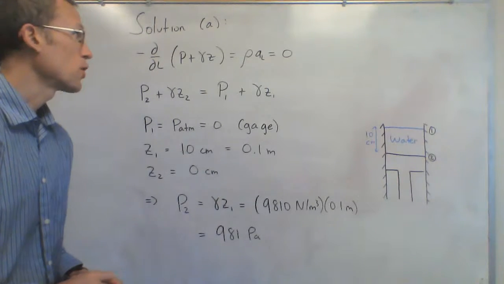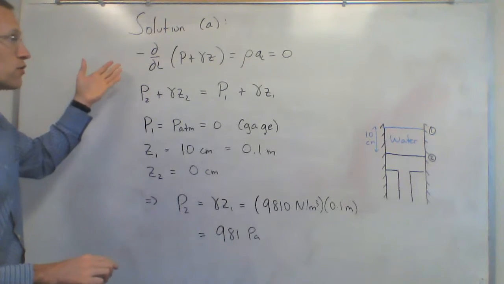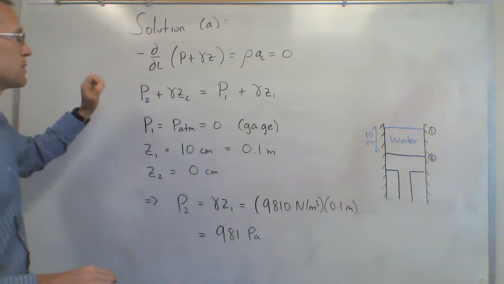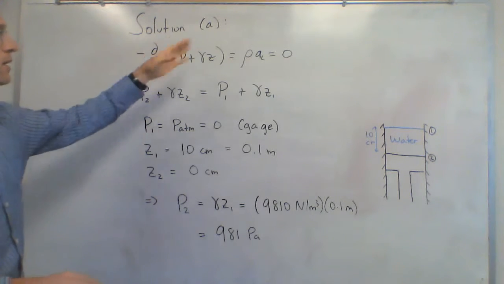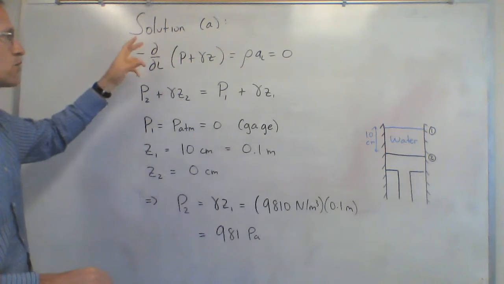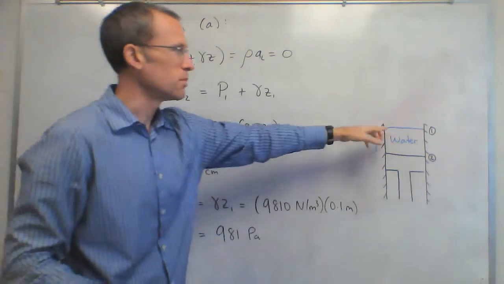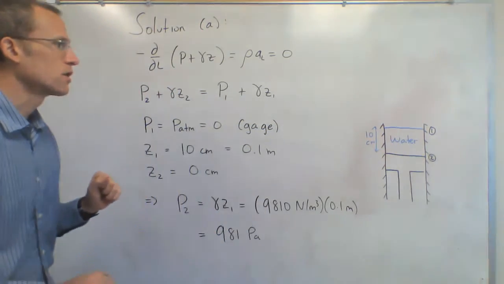So for part A, I can start with Euler's equation or hydrostatic pressure. Either way, I end up with the same answer. So 0 acceleration, I end up with 0 on that side. Integrate from point 1 to 2, so point 1 being the top of the water, point 2 being the top of the piston where I want P2.